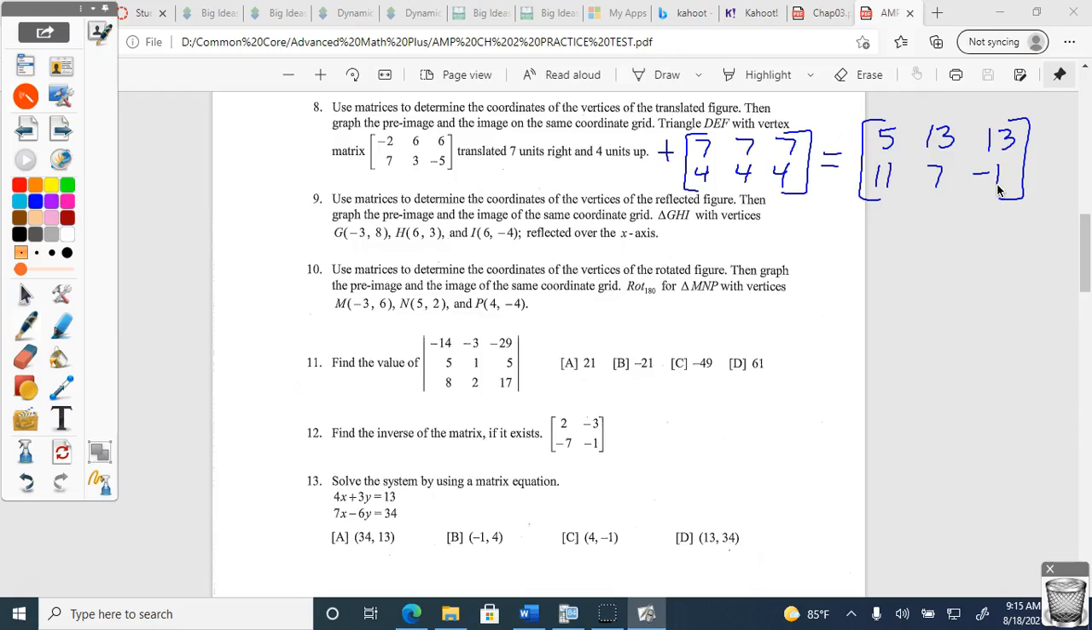And make sure you tell me D prime, E prime, F prime, or whatever letters you're using. Make sure you tell me which is which. Do we have to write out the 7, 4 matrix? No.